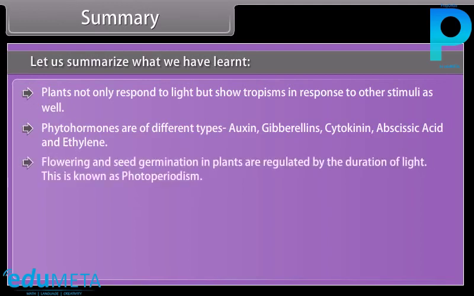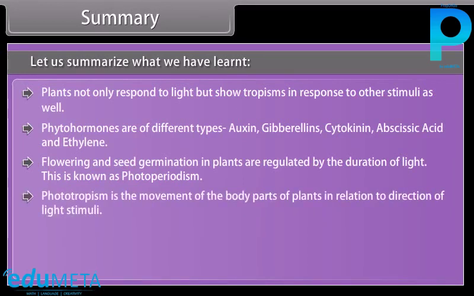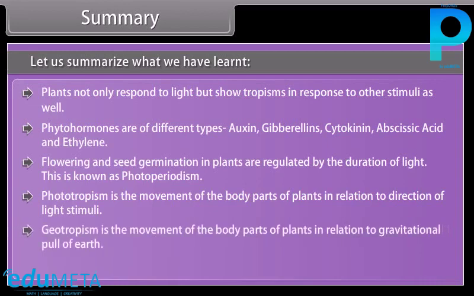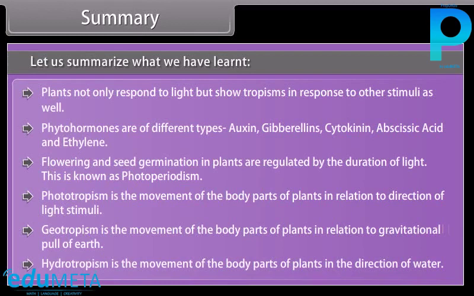Flowering and seed germination in plants are regulated by the duration of light. This is known as phototropism. Phototropism is the movement of the body parts of plants in relation to direction of light stimuli. Geotropism is the movement of the body parts of plants in relation to gravitational pull of the earth. Hydrotropism is the movement of the body parts of plants in the direction of water.